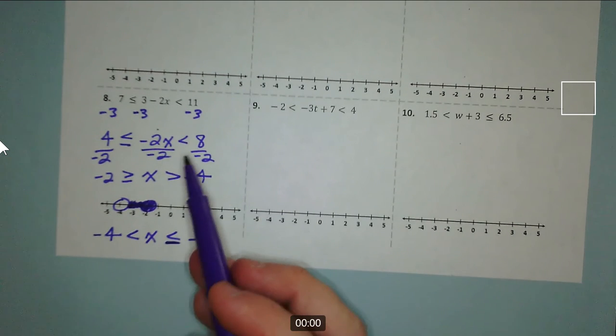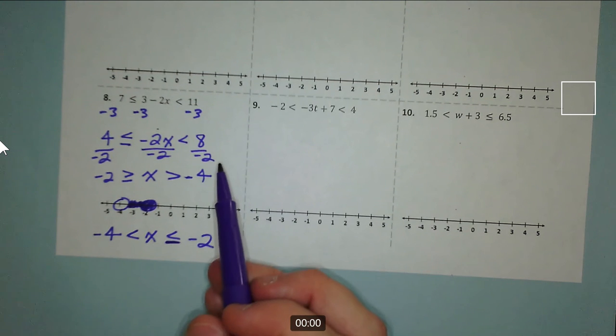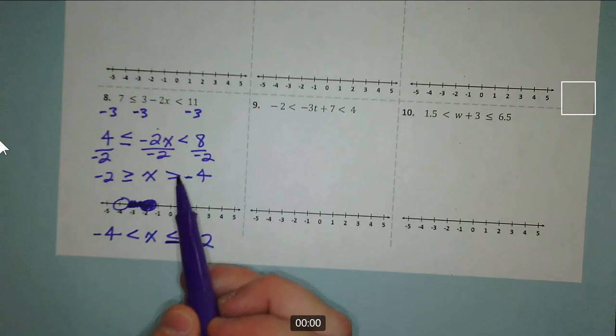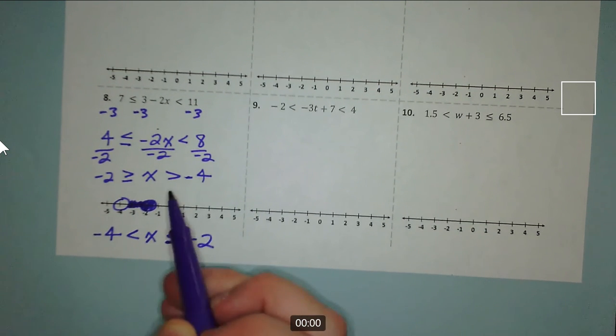So be on your toes for stuff like that: dividing the middle, left, and right by something negative. That just means you're probably going to have to rewrite it again from right to left, just like I did here, okay?